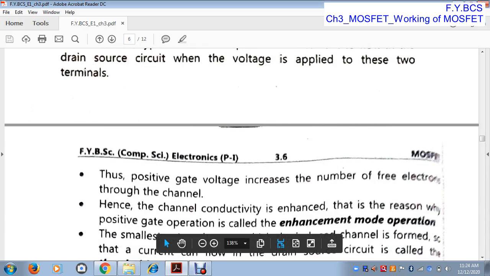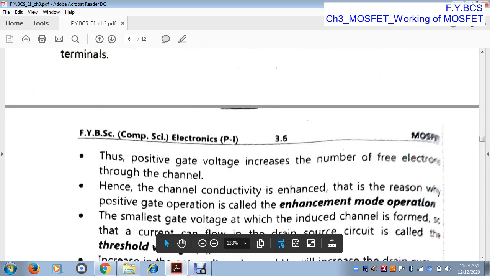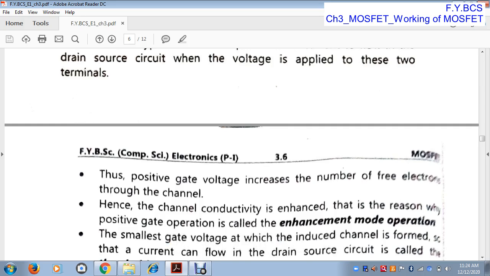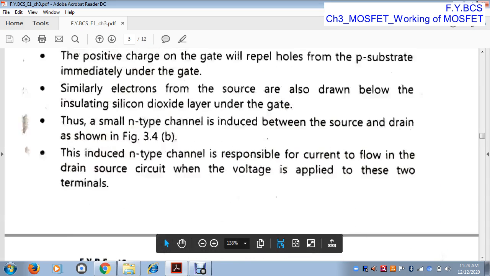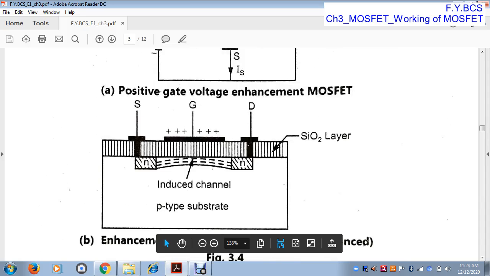So positive gate voltage increases the number of free electrons through charge. Hence the channel conductivity is enhanced. That is the reason why positive gate voltage is called the enhancement mode operation, because it enhances the channel. Because enhancement is induced, it produces the channel between source and drain.